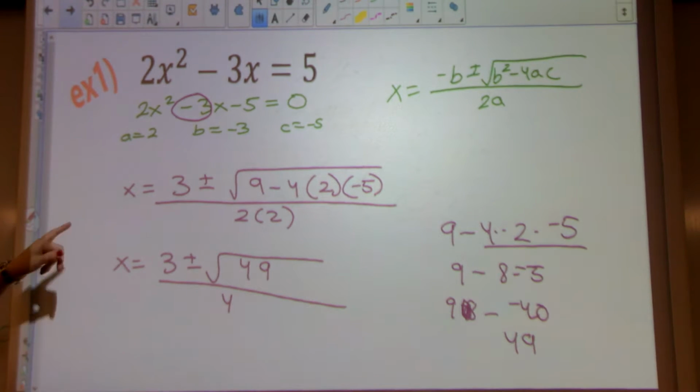Okay? Now, couple of things. What if you did get a negative inside those square roots?